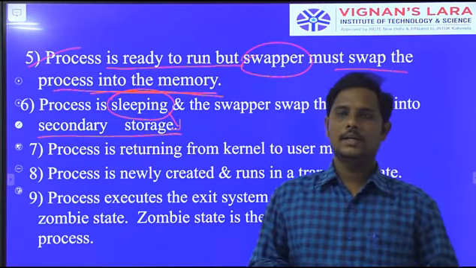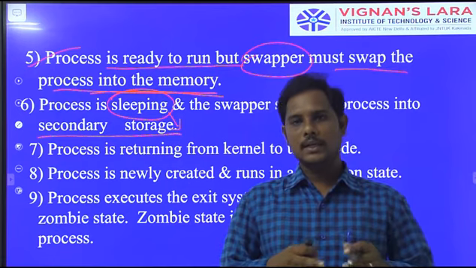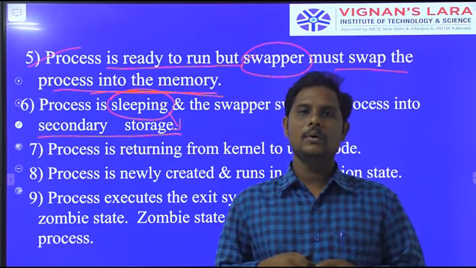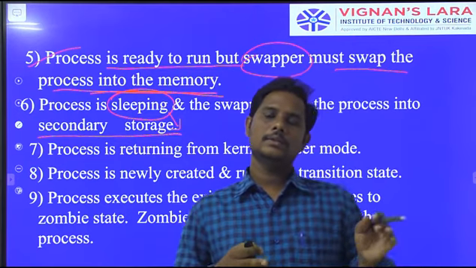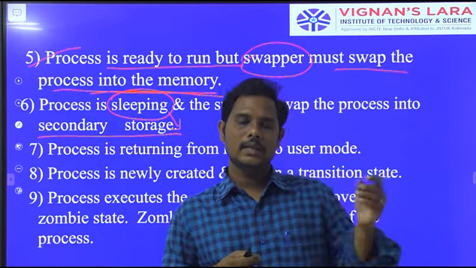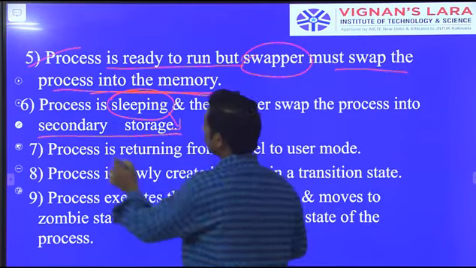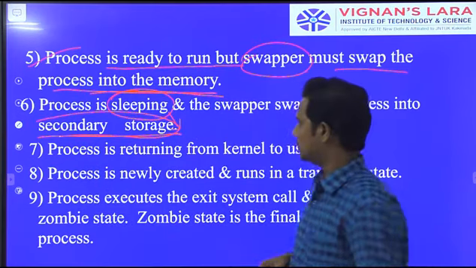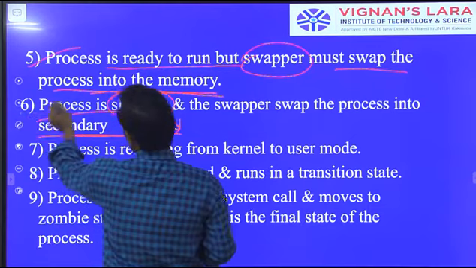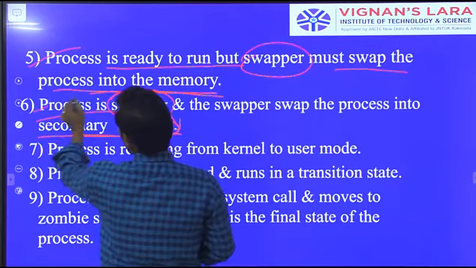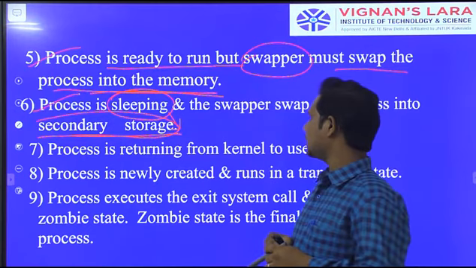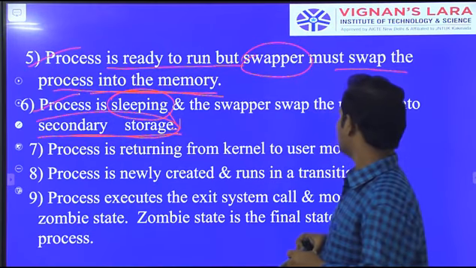Okay, some processes are in the sleeping state. We are assigning the sleeping state because the kernel is very busy now. So that's why some processes are in the sleeping state, and all those sleeping state processes are stored in the secondary storage. So that's why this process execution point is used. Next, seventh step. Process is returning from the kernel to the user mode.